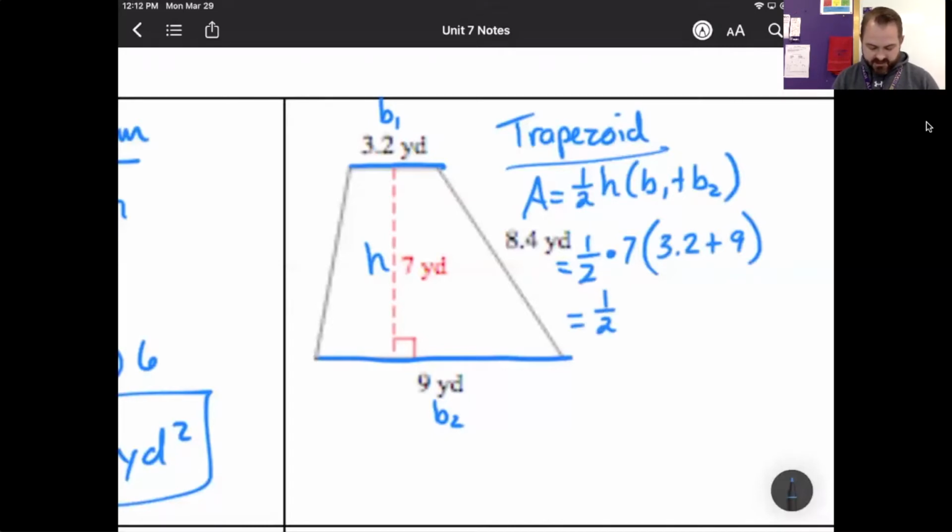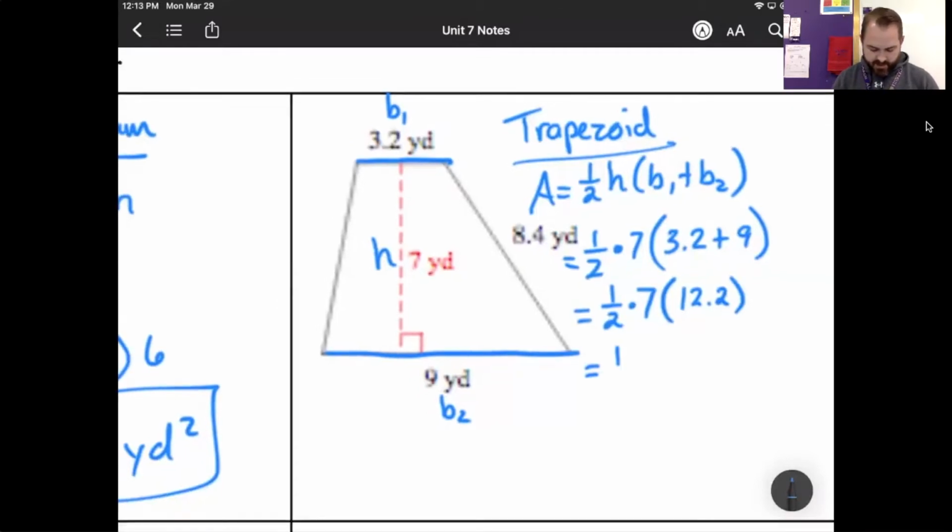I could plug all this into the calculator, but when I try and do everything in the calculator, sometimes I skip things and make mistakes, so I'd rather do it one step at a time. 9 plus 3.2, or 3.2 plus 9, is 12.2. Okay? And then we're going to do, I'll just do 7 times 12.2 first. Okay, so that is 1/2 times 85.4. And then I'm going to do half of that. And the way I do half of that is just to divide by 2. Okay, I just think of it as 85.4 divided by 2.